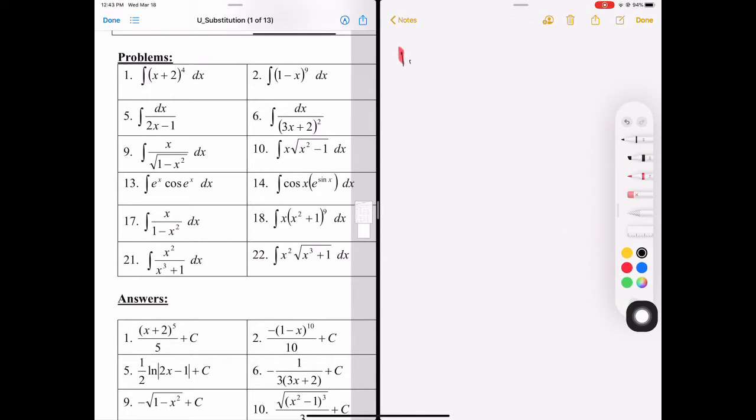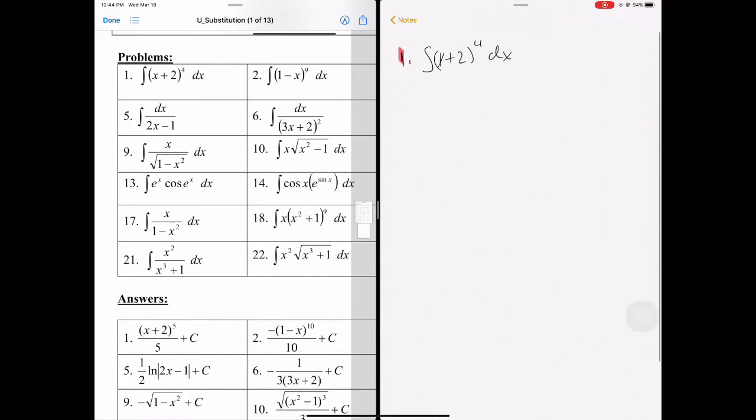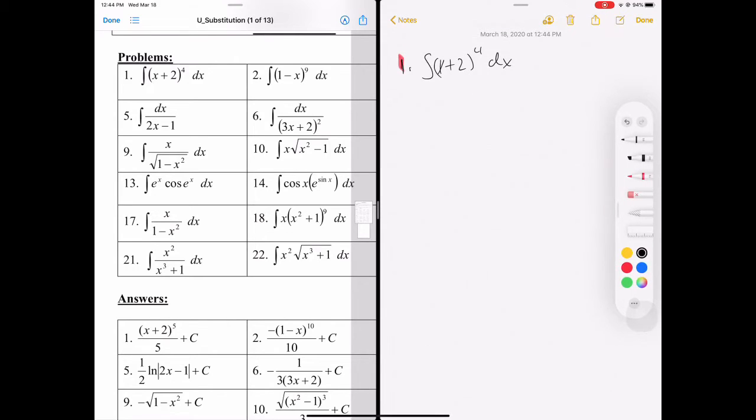Here we go. On number 1, the integral of x plus 2 to the fourth power dx. To do this problem, it's supposed to look like an integral of u to the 4 du, right? Because if that's the case, if I just call that a variable u, we know how to take the integral of that.